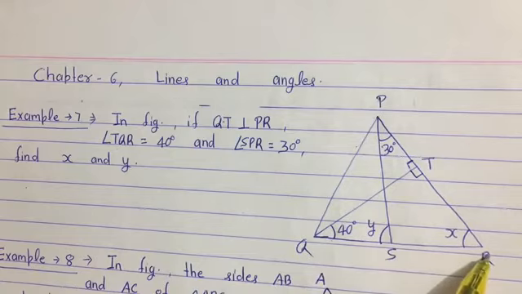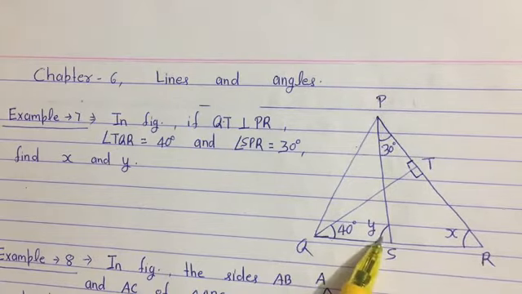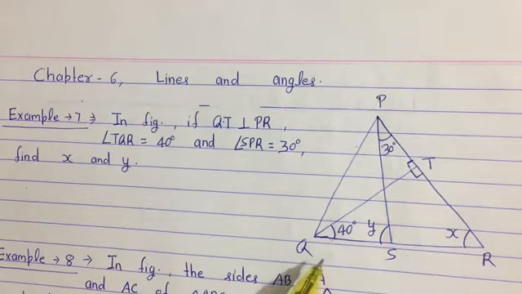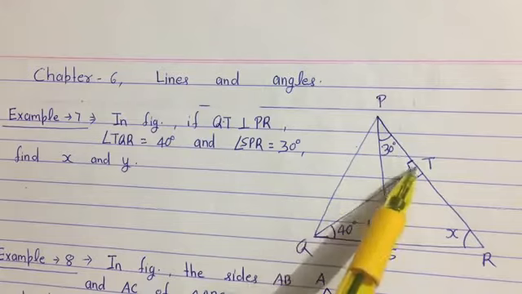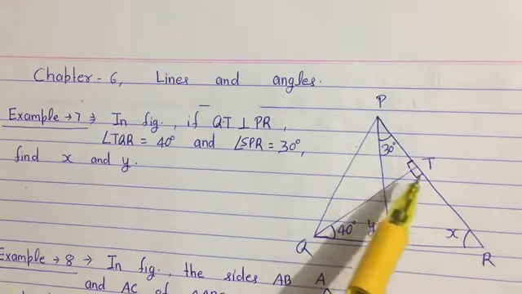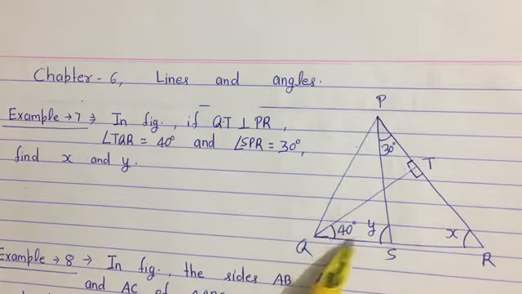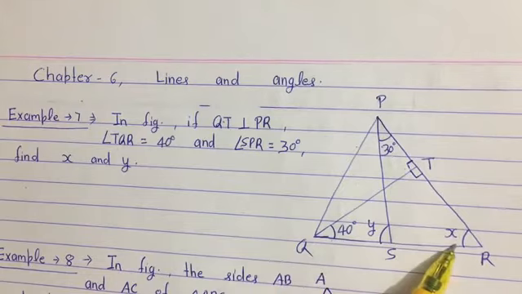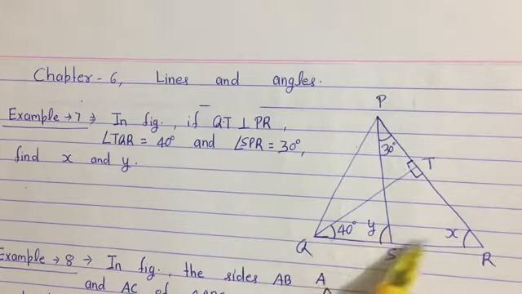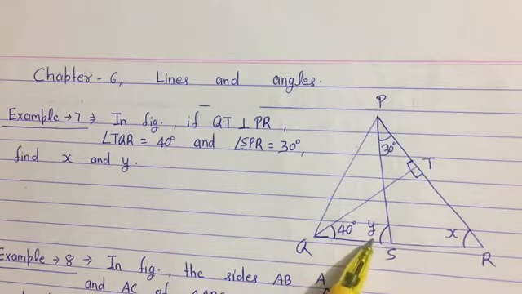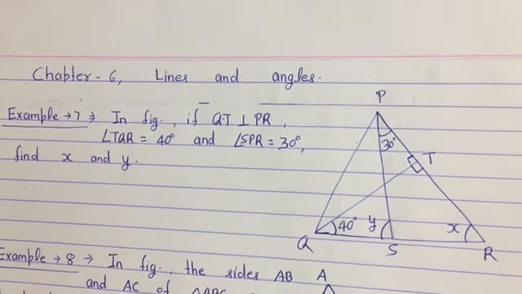In triangle PSR, y is equal to x plus 30, as well as we will use this concept in triangle QTR. So 90 is equal to 40 plus x, and you will get the value of x. Then y is equal to x plus 30; here you have to put the value of x and you will get the value of y also. Okay, so this is your homework question, you have to do it by yourself.